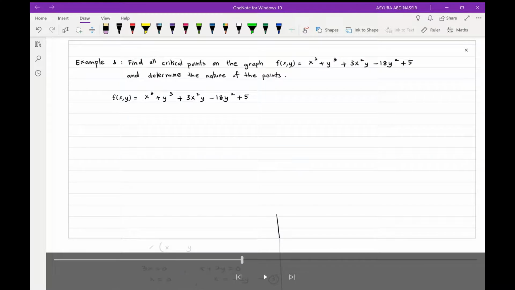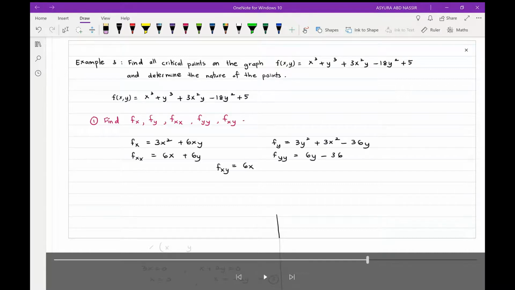Let's continue with example 3. Find all critical points on the graph f(x,y) equals x cubed plus y cubed plus 3x squared y minus 18y squared plus 5 and determine the nature of the points. Okay, firstly we will find the fx, fy, fxx, fyy and also fxy. Okay, these are all your fx, fy, fxx, fyy and fxy.